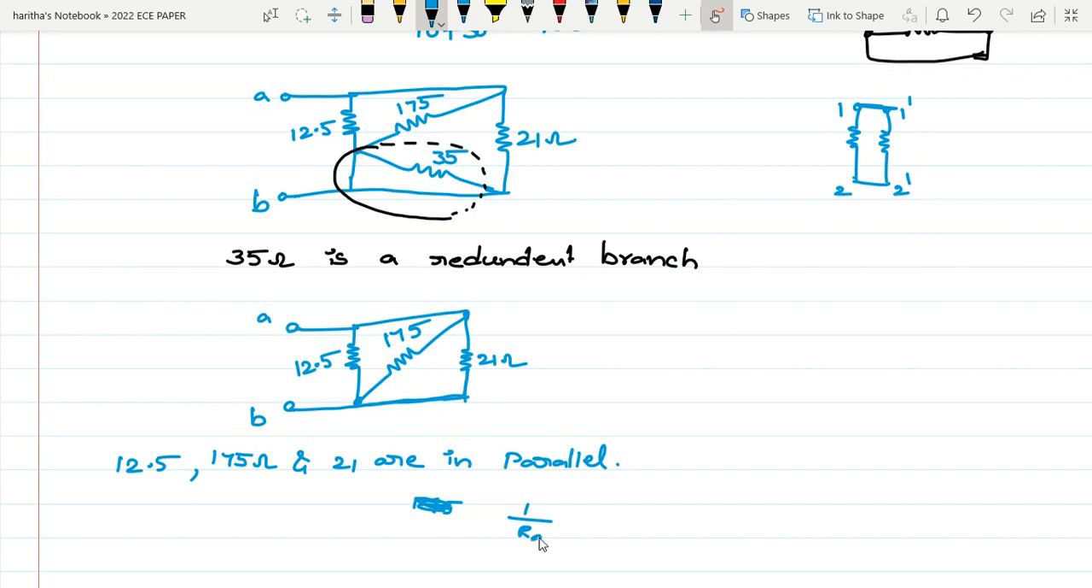1 by RAB is equal to 1 by, if two resistors are in parallel, you can use the formula R1 R2 by R1 plus R2. Here three resistors are in parallel. So for parallel combination, equivalent resistance 1 by R equivalent is equal to 1 by R1 plus 1 by R2 plus 1 by R3. So 1 by RAB is equal to 1 by 12.5 plus 1 by 175 plus 1 by 21.